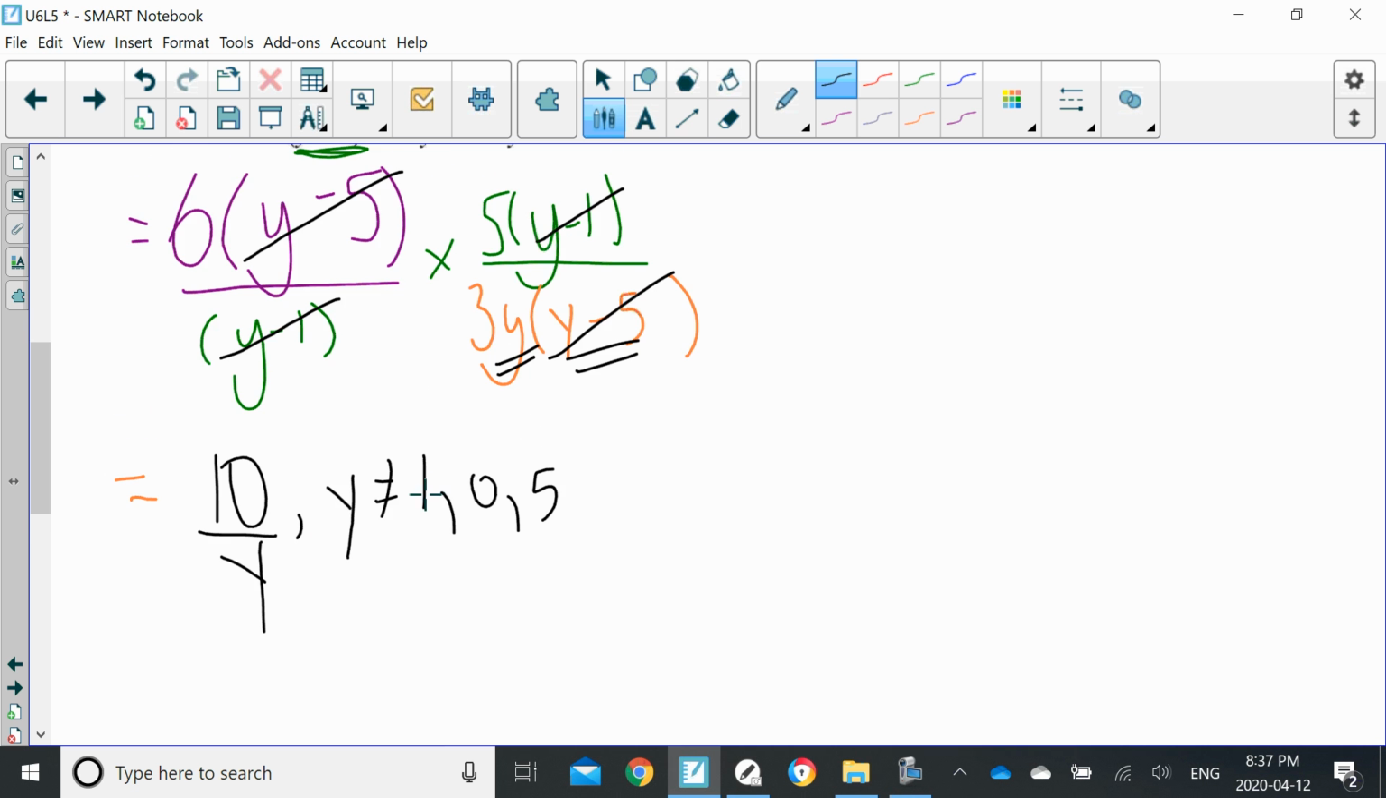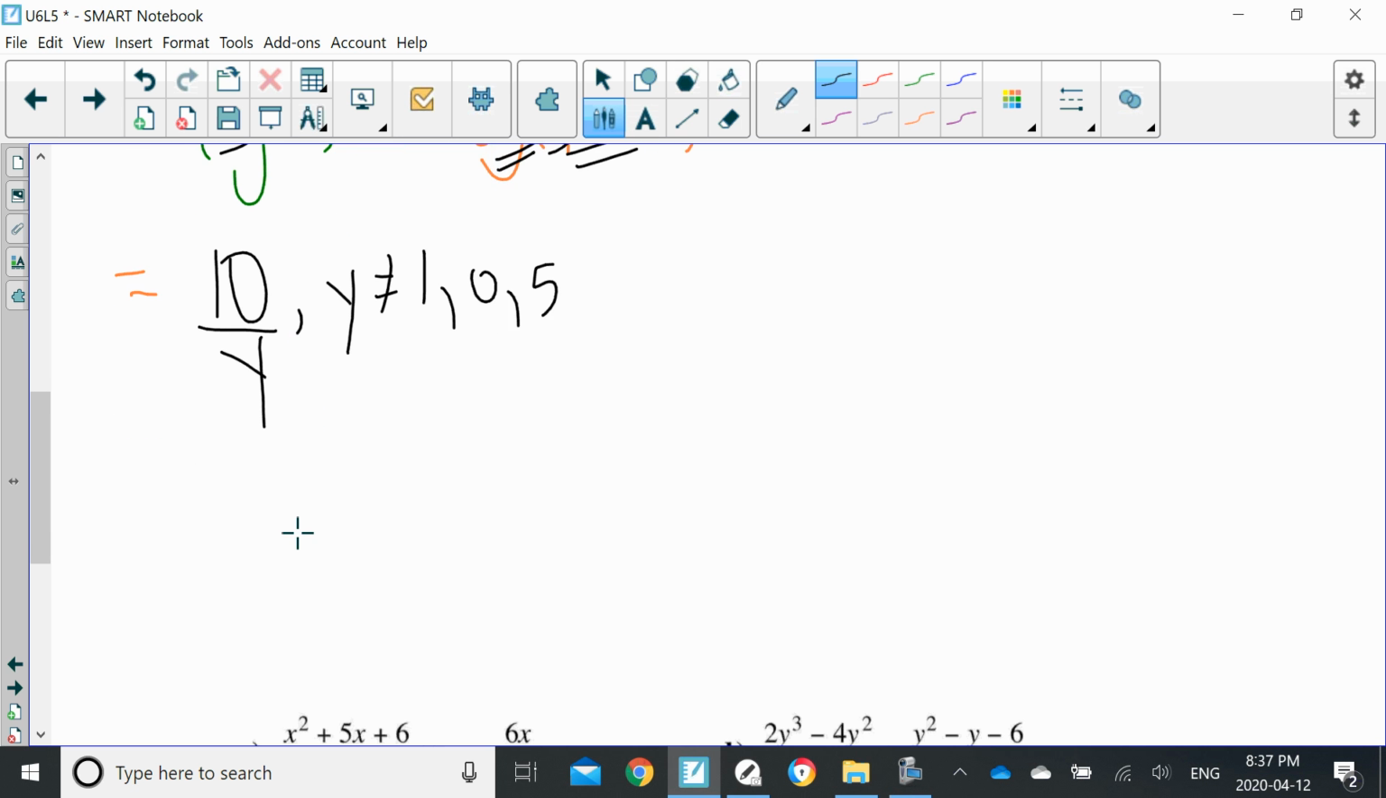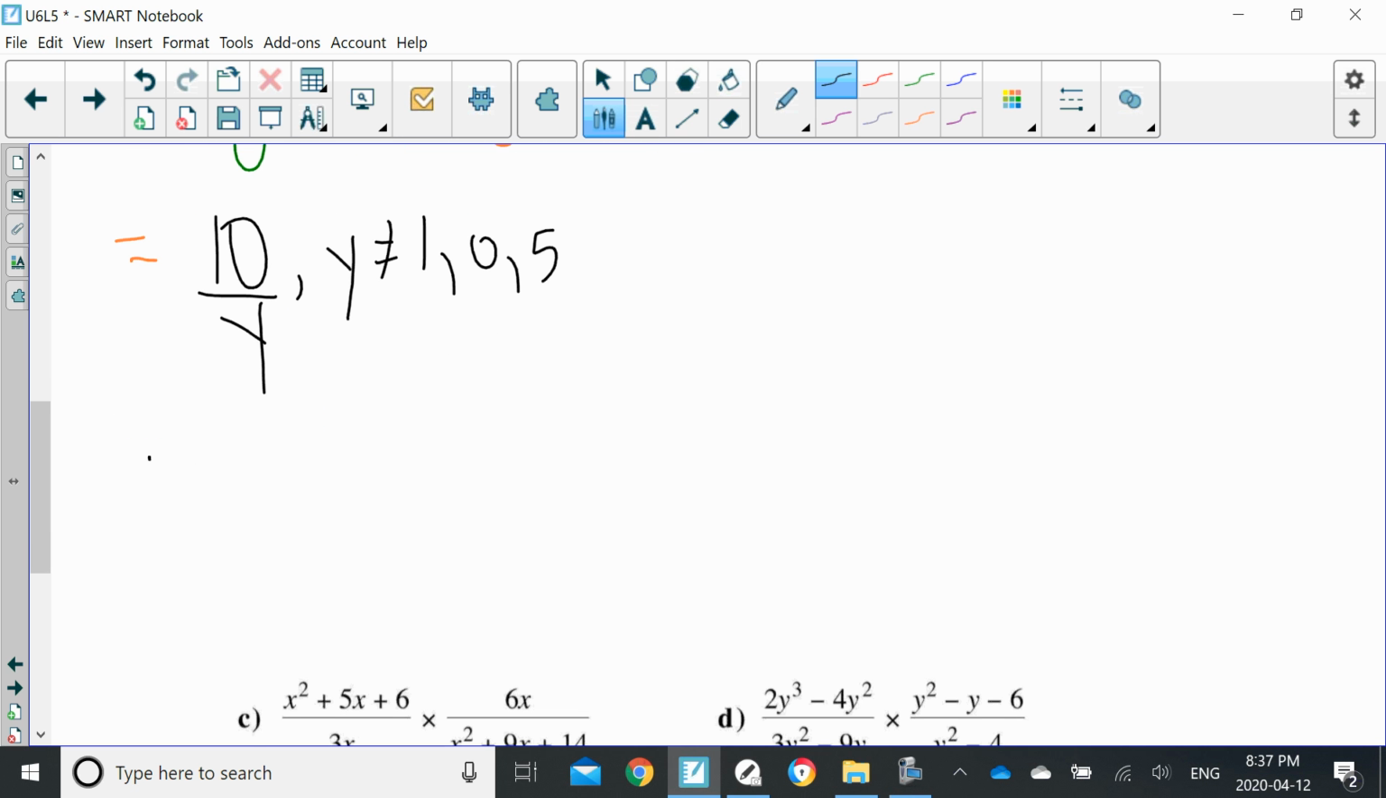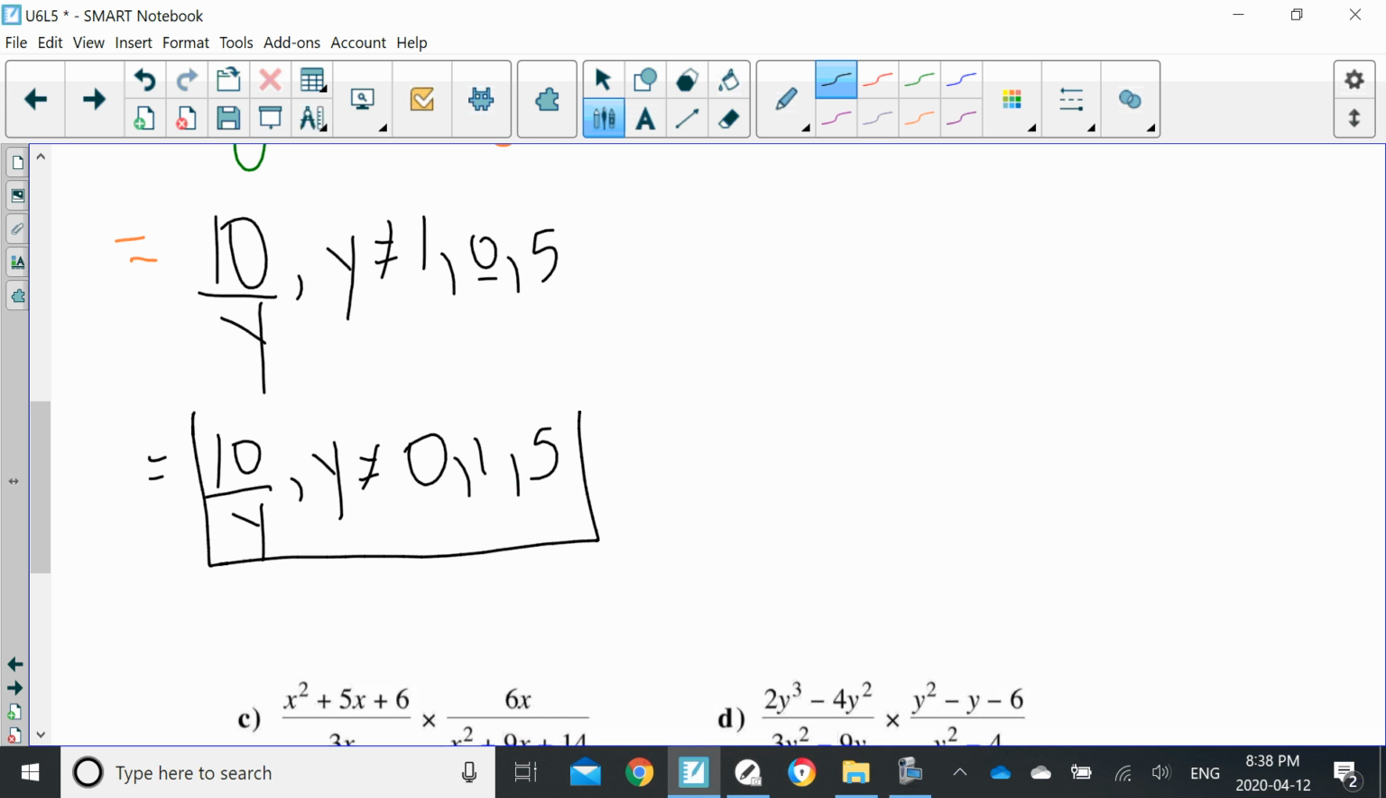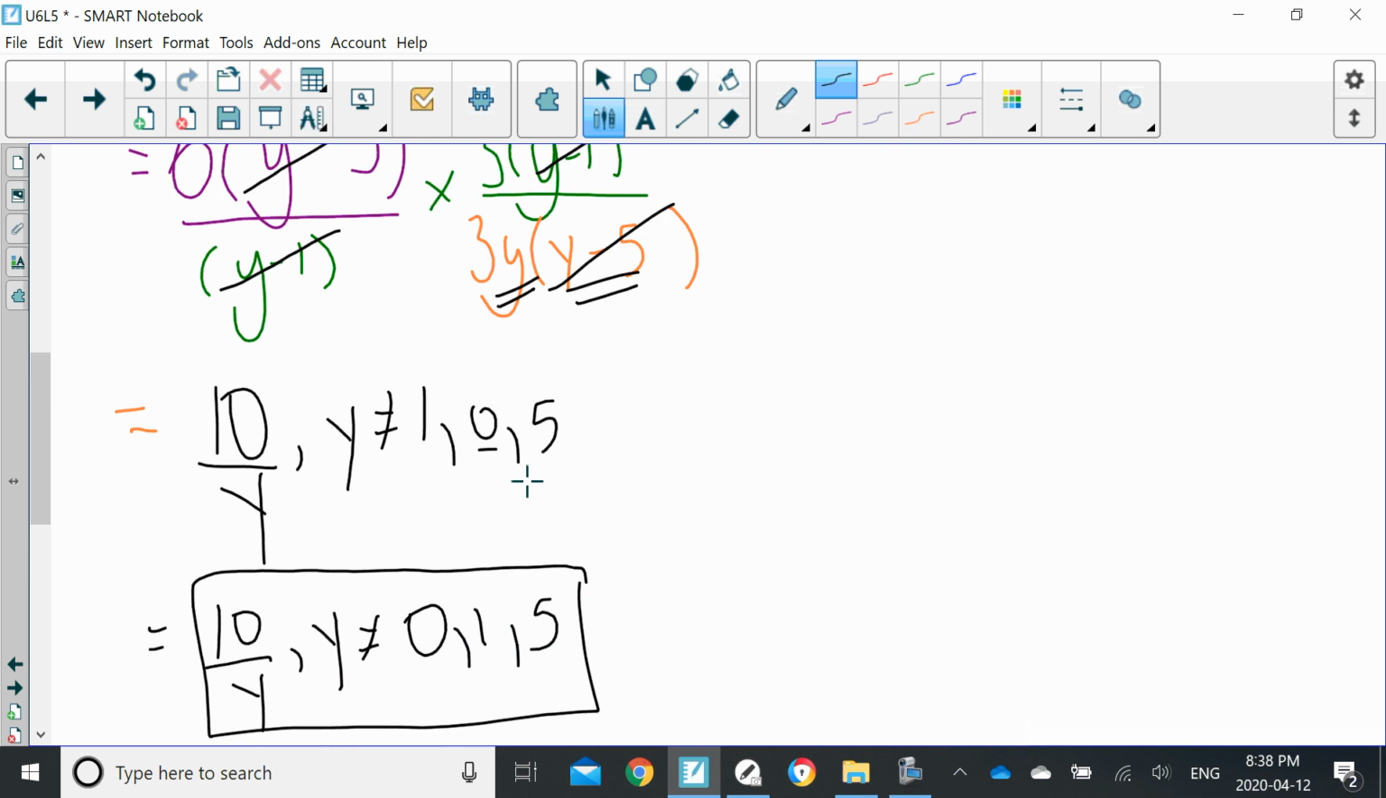By convention, I am okay if you box this in as factored. However, if we were in class, I would always say, state your restrictions from the smallest to the largest. So I just put that 0 first, 1, 5. And that would be my solution. My simplified answer is 10 over y. Y cannot be equal to 0, 1, or 5.